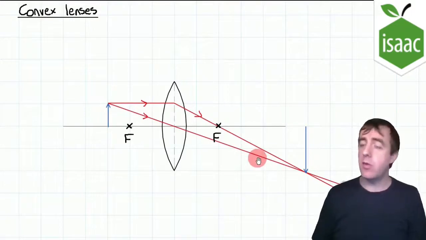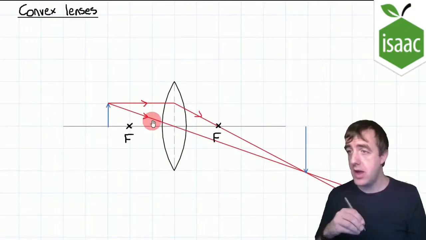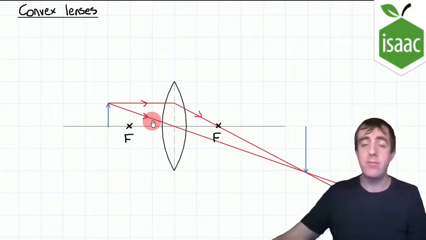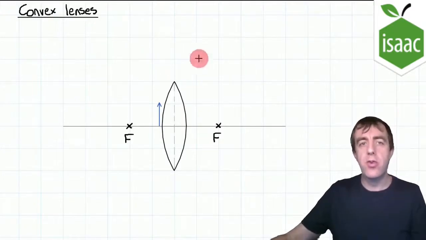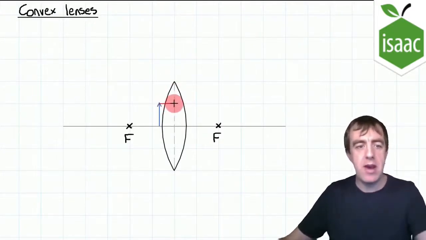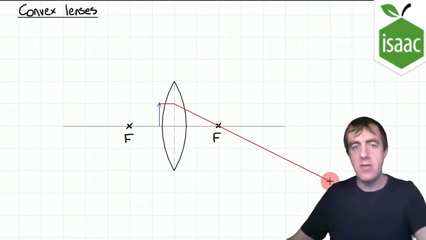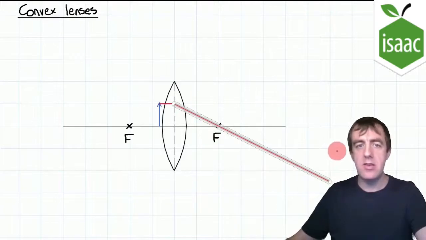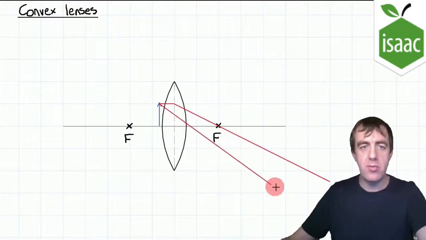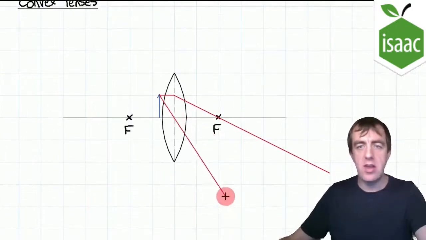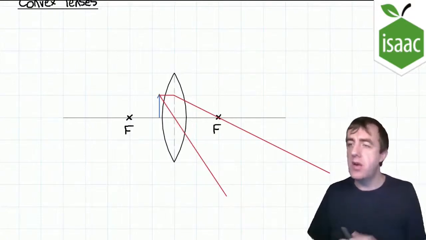Now, the only tricky thing with convex lenses is what happens when the object is closer to the lens than one focal length. We'll follow the same rules as we had last time. We will draw our first principal ray parallel to the principal axis, then refracted through the focal point on the other side of the lens. We will draw our second principal ray from the top of the object straight through the center of the lens, undeflected. And you'll notice the rays are now diverging.